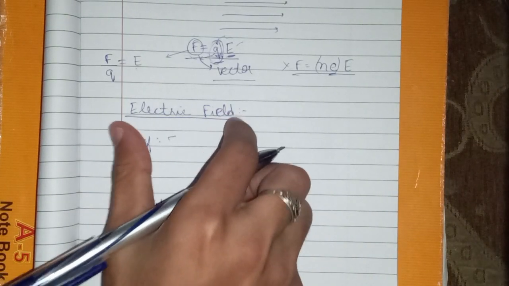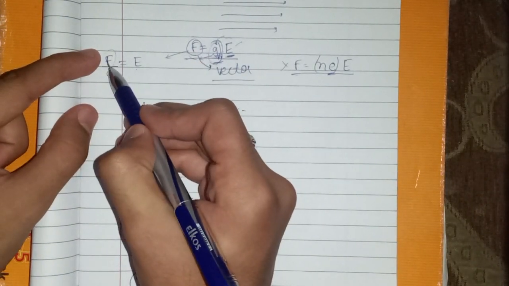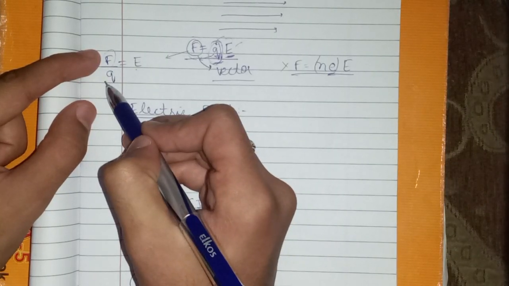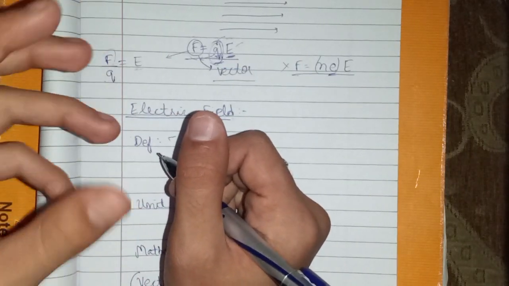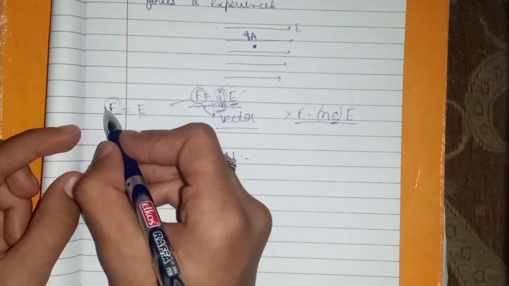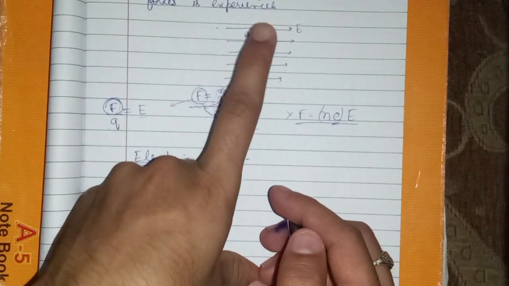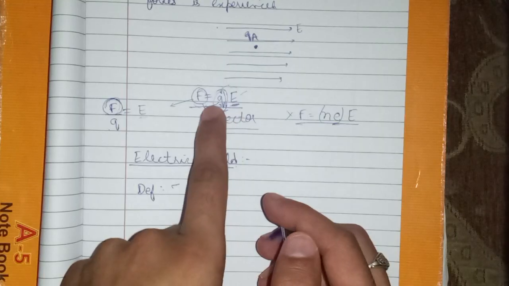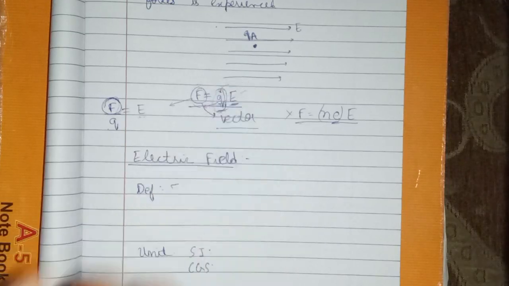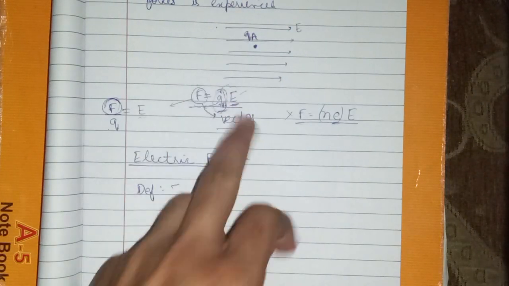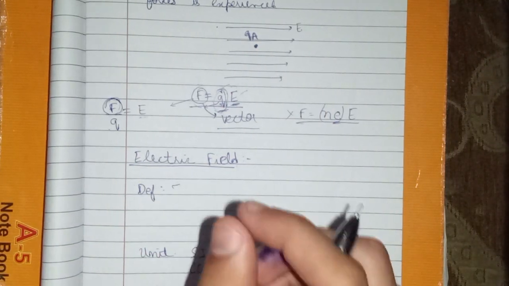Now for getting electric field, what we can say is that the force on any charge divided by the charge itself will give you electric field. But what does electric field actually mean? If a charge q gets a force applied on it due to electric field, then electric field is the force on a unit charge, 1 positive coulomb of charge. The force which is experienced by 1 positive coulomb of charge is called electric field.